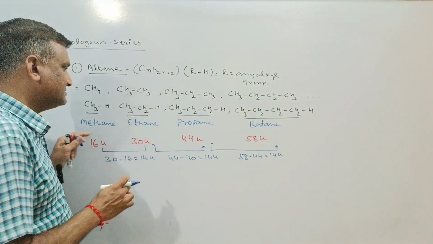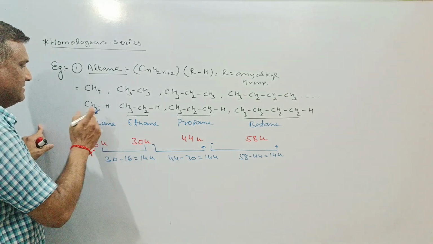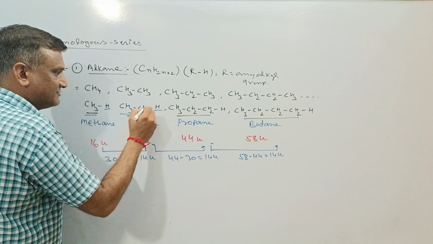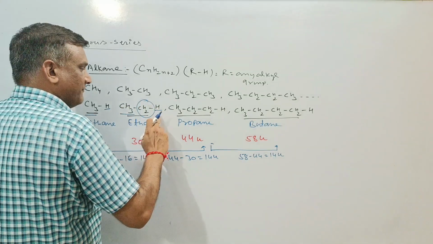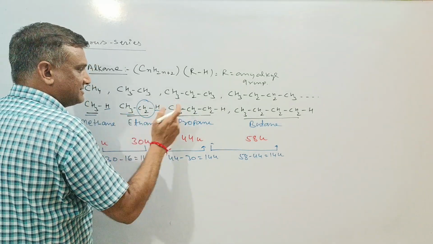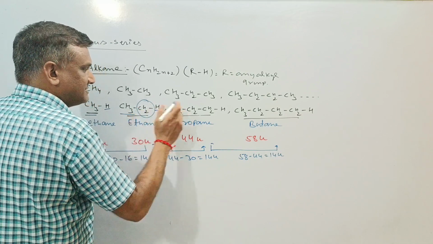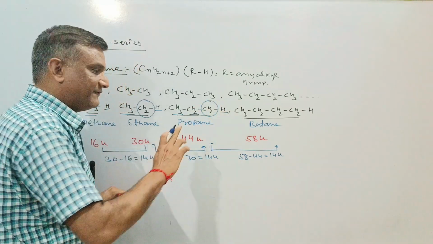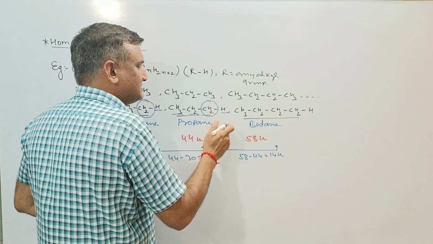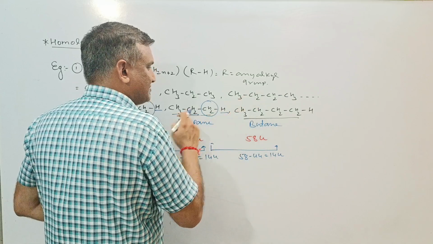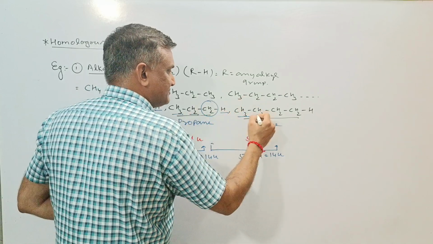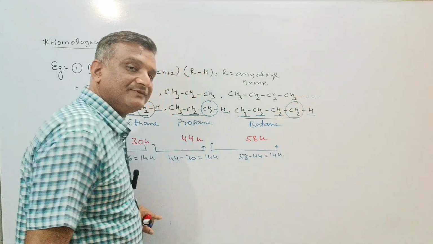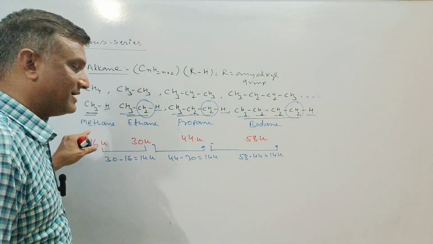In structure, between continuous members, CH3 is already present, H is present, so the difference is CH2. If we compare these two compounds, here is the CH3, here is the CH2, here is the H, so the difference is CH2. If we compare propane and butane, CH3 is present, CH2 is present, H is present, so the difference is CH2. So this was regarding alkane.